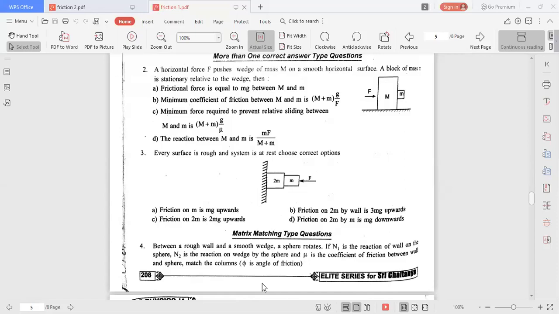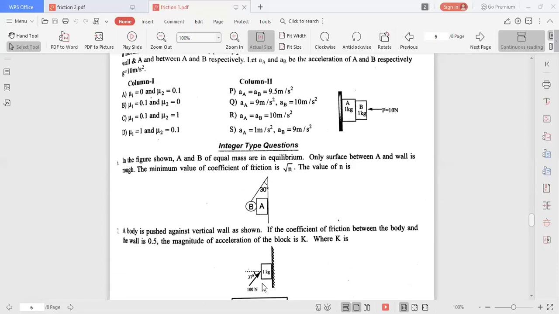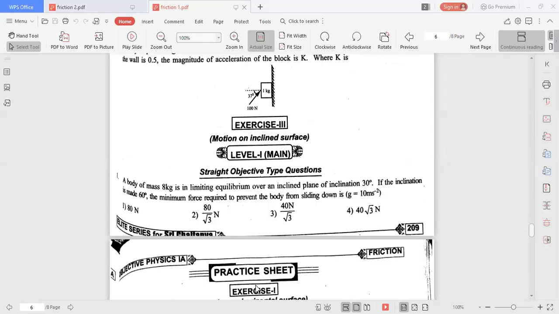The third problem you do. Next, you see, the sixth problem and seventh problem, integer type. Sixth and seventh problems you do. Now I will explain.